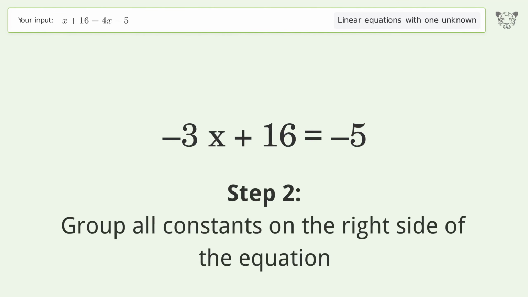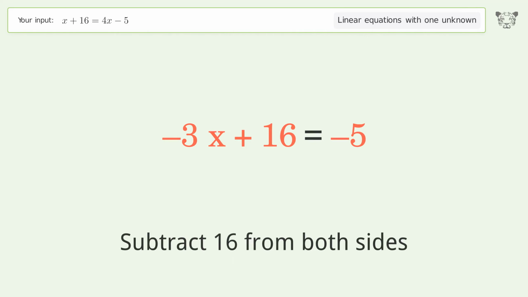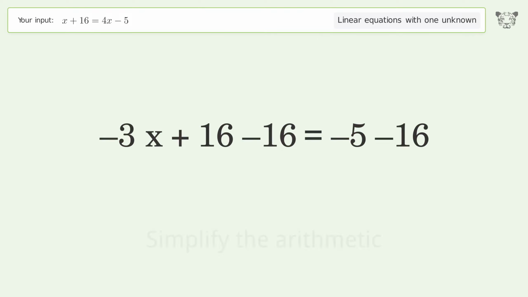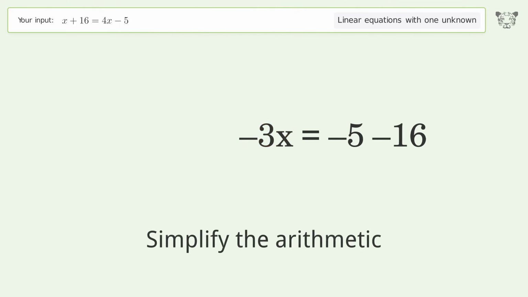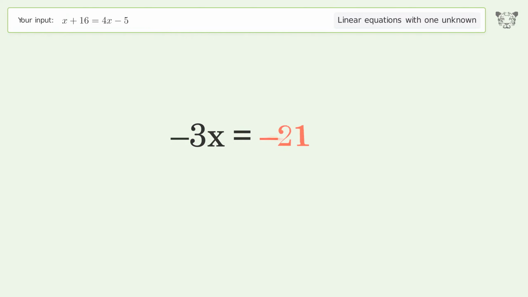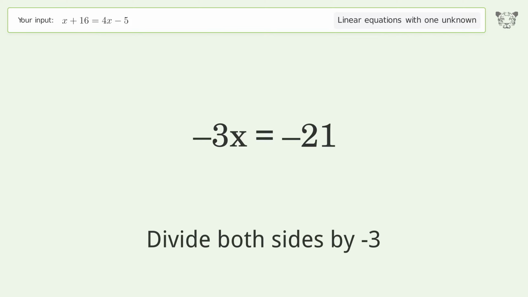Group all constants on the right side of the equation. Subtract 16 from both sides. Simplify the arithmetic. Isolate the x. Divide both sides by -3.